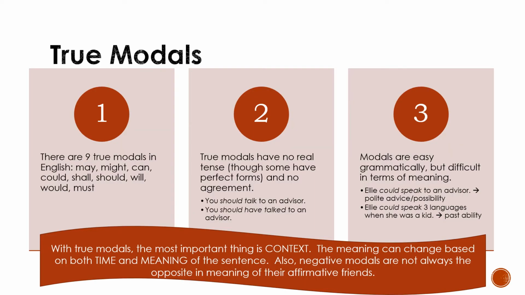We're going to start with the true modals. These are the real verbs, the helping verbs or auxiliary verbs. So in point 1, you can see that there are 9 true modals in English: may, might, can, could, shall, should, will, would, and must.